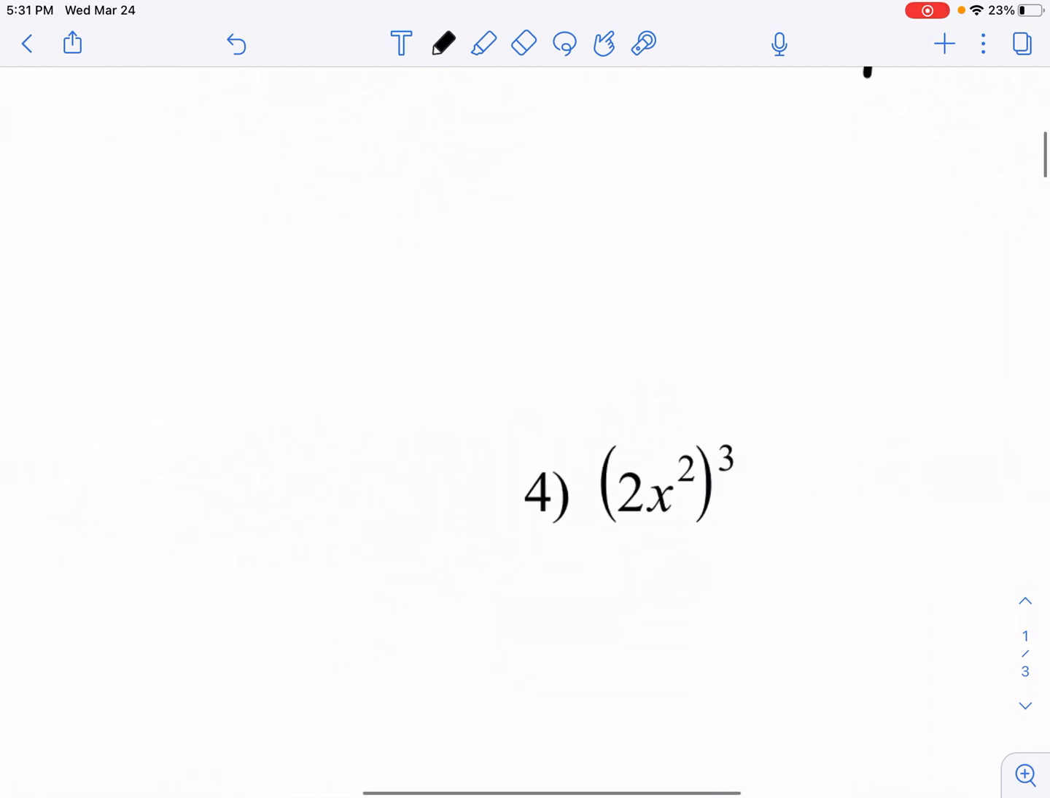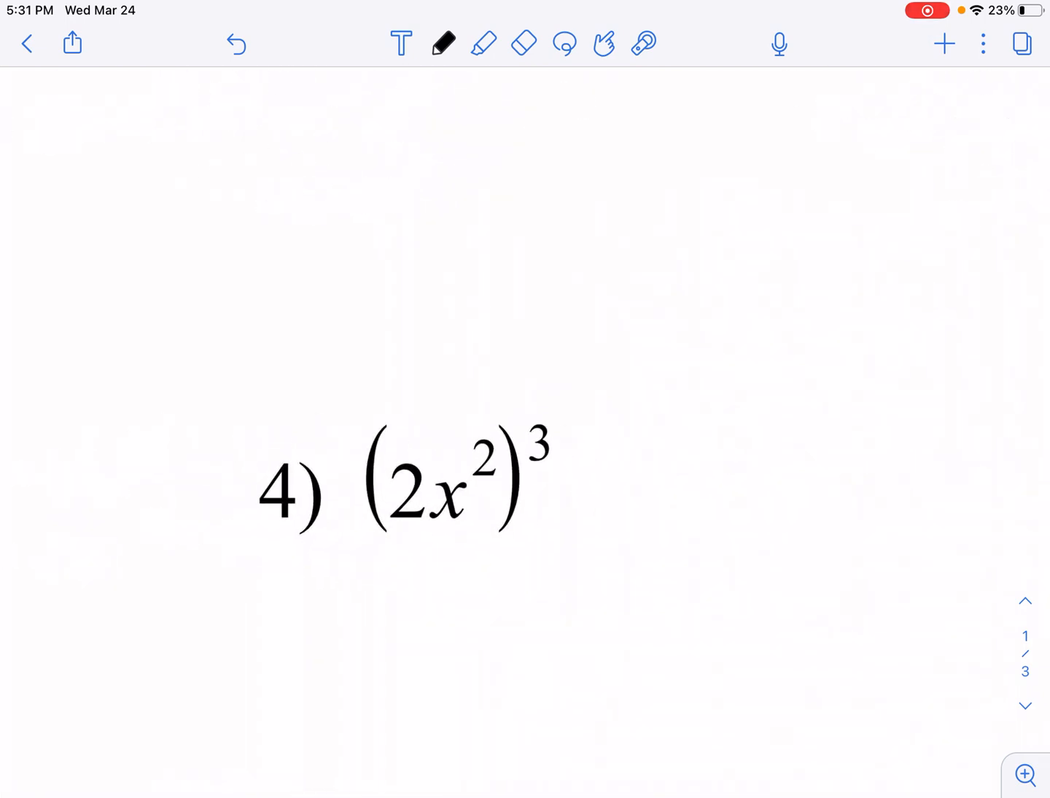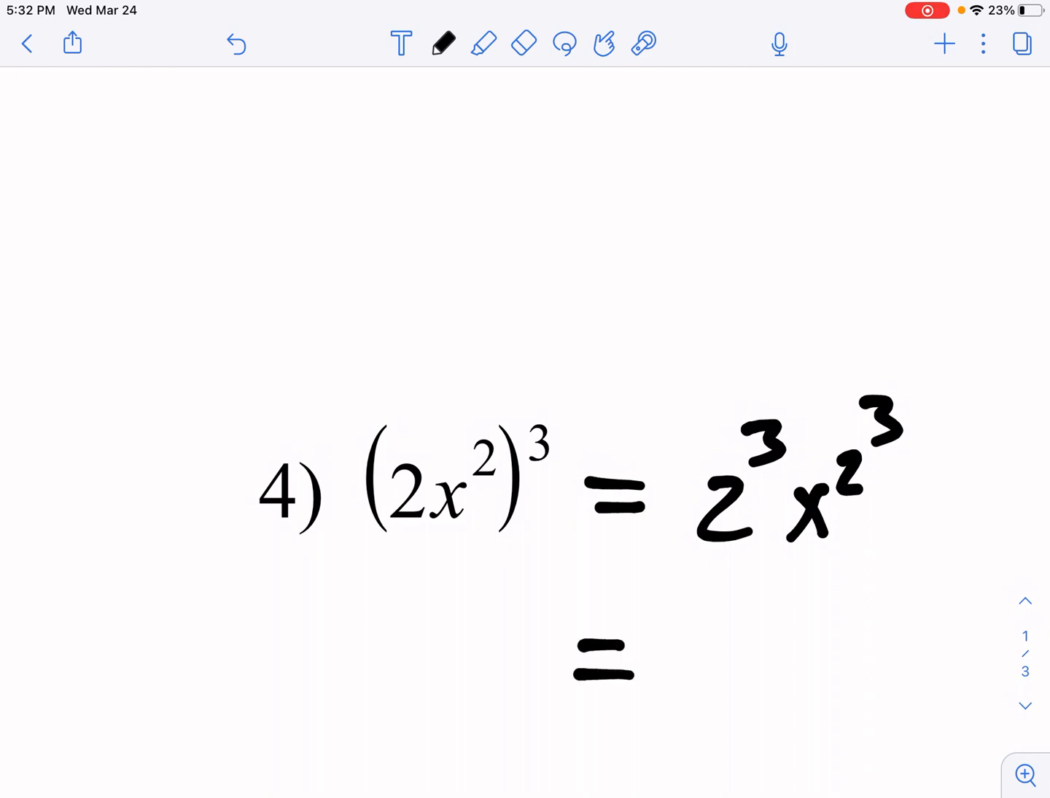Okay, let's try number 4. Looking at this, this would be 2 to the third times x squared raised to the third. 2 to the third, 2 times 2 times 2, would give us 8. And then keep our base of x. 2 times 3 would be 6.